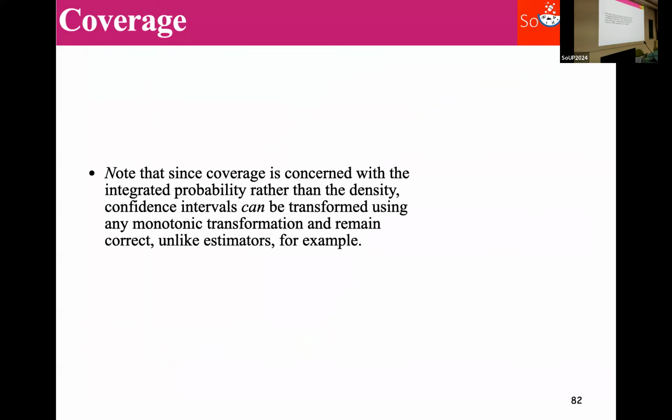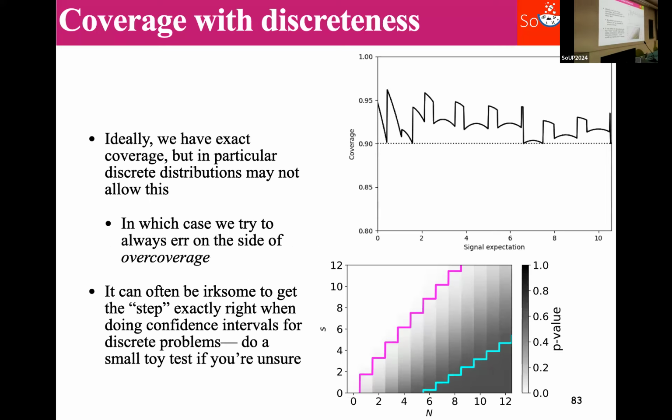However, a useful note here is that because this coverage is concerned with the integrated probability rather than a probability density, it's much easier to transform confidence intervals than it is to convert point estimates. In general, it's not true that if you just square your point estimate for x, it will necessarily be an unbiased estimator for x squared. However, for confidence limits, because you're looking at the density between these limits, you can transform them with any monotonic transformation and still get a valid confidence interval. So that's very useful. That's another reason to love confidence intervals.